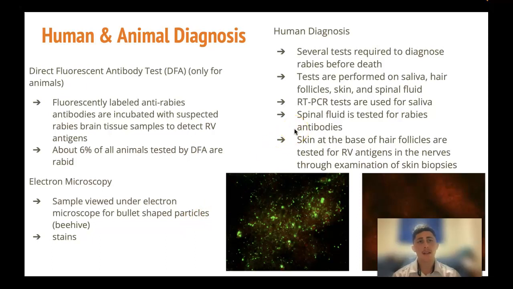There are several tests required to diagnose rabies before death, because you're typically not going to take a brain sample tissue from a person who's still living. You can take a brain sample tissue from a person who has passed away from rabies to test them for the virus, but for those who are still alive, they test for it in the saliva, hair follicles, skin, and the spinal fluid. So PCR tests are used to test the saliva for rabies. The spinal fluid is tested for antibodies, and then the skin at the base of hair follicles contains a lot of nerves, and rabies virus antigens are tested in those nerves through skin biopsies.